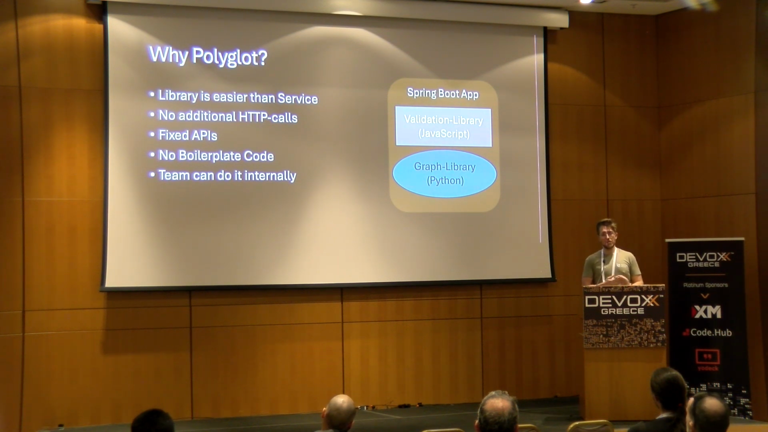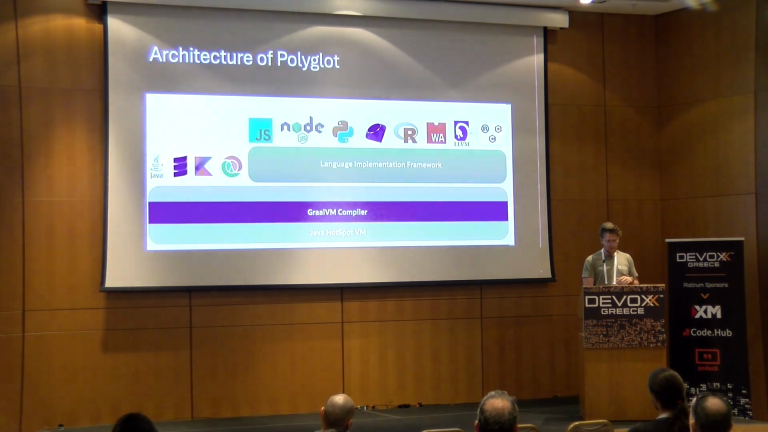Also, we don't need any boilerplate code, so we don't need to add additional layers of abstraction on top of this library just to use it. And I think this is the most important thing: the teams can do this internally. We are not dependent on other teams, and this also means we can do this during a sprint, and we don't have to wait until the other team is ready to do this stuff.